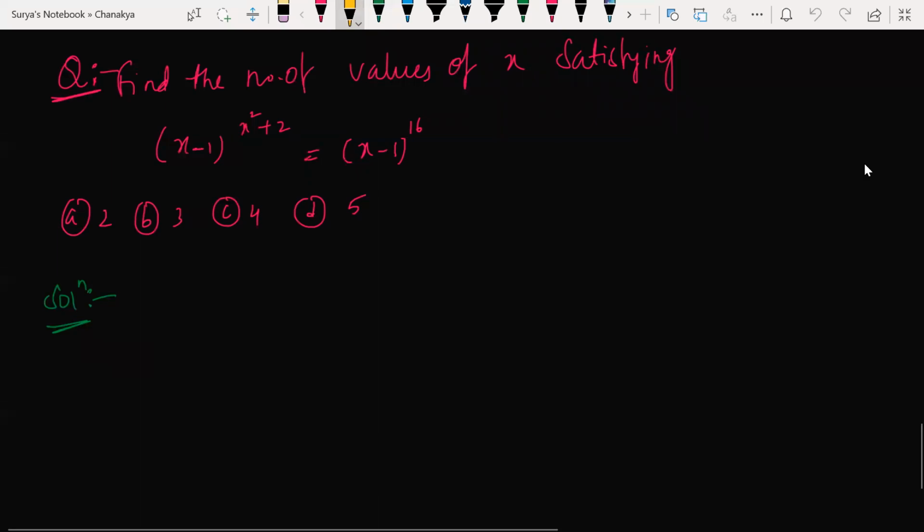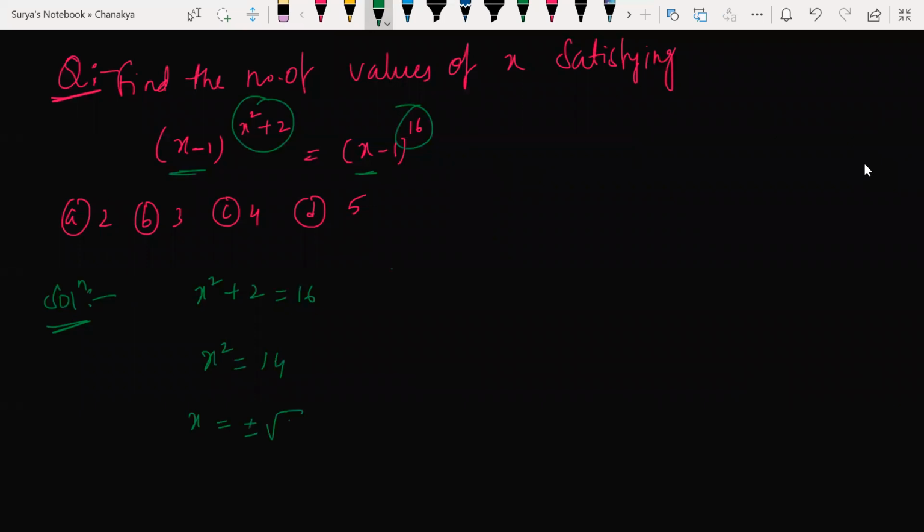बेटा wrong answer. देखो, it's a simple question. Simple question. Here, look at this. This is my base. This is my power. Am I correct? When bases are the same, we will be equating the powers. x square plus 2 is equal to 16. Common sense की बात. Very simple. x square is equal to what? 14. x is equal to what? Plus or minus square root of 14. Sir, you got two values, so 2 is the answer. But this is a blunder. This is wrong actually.